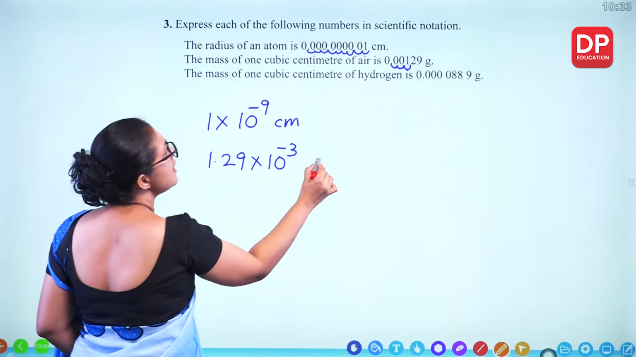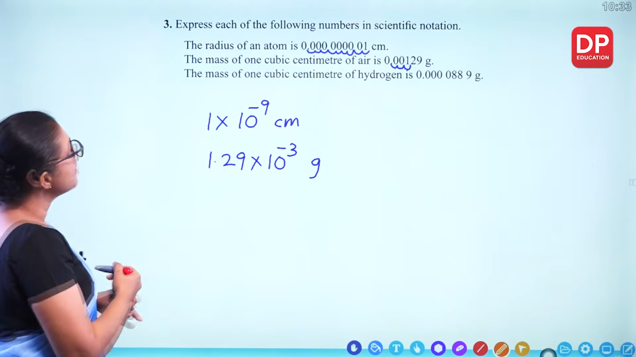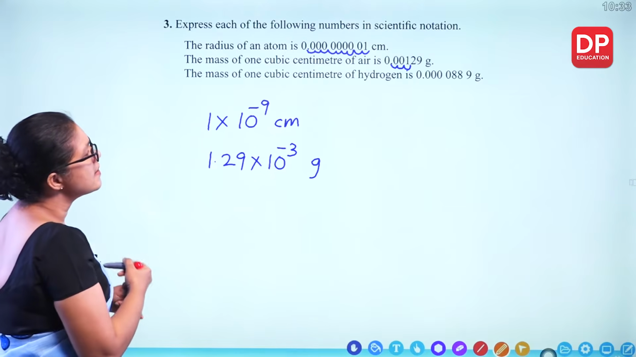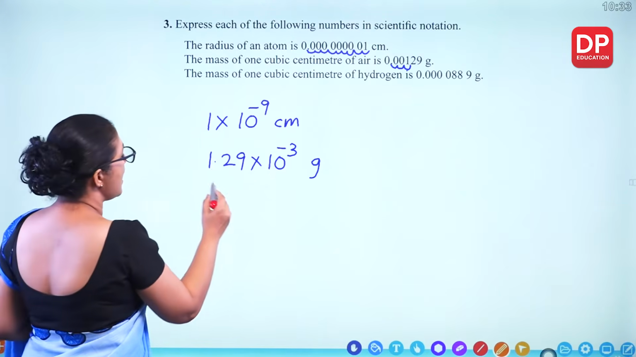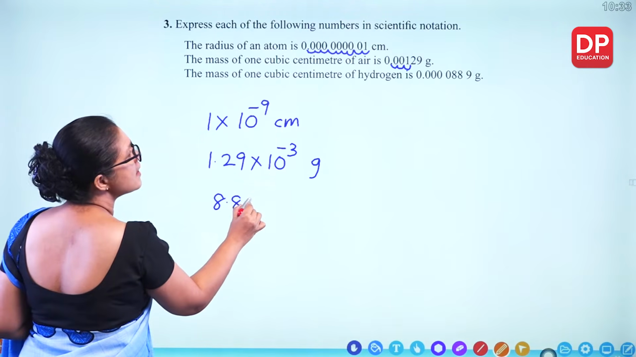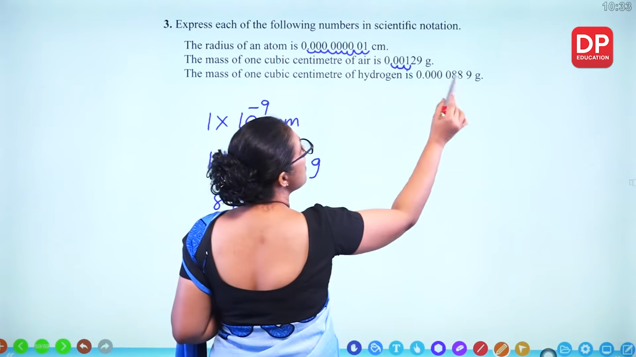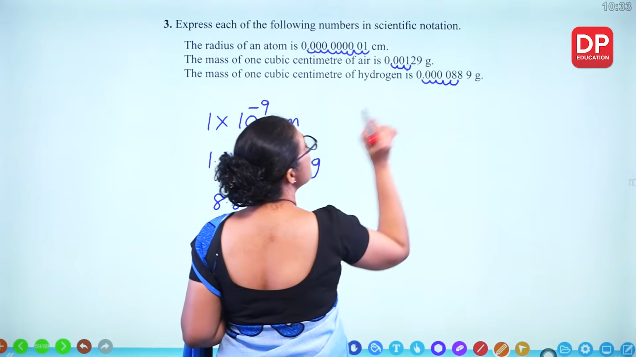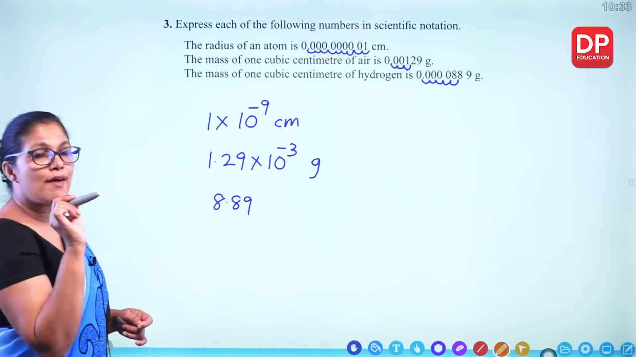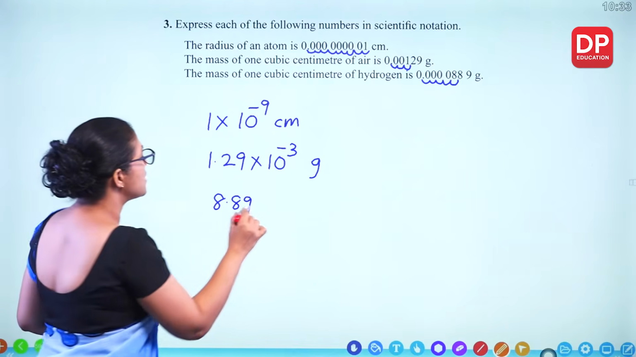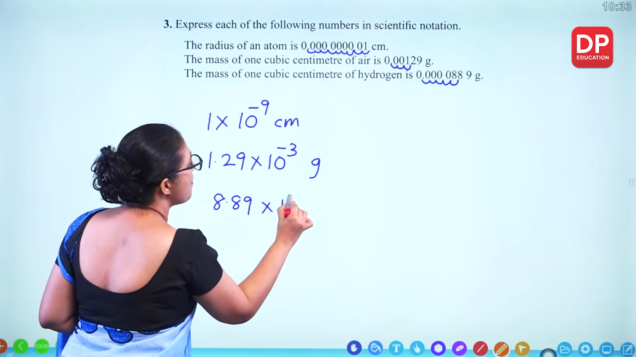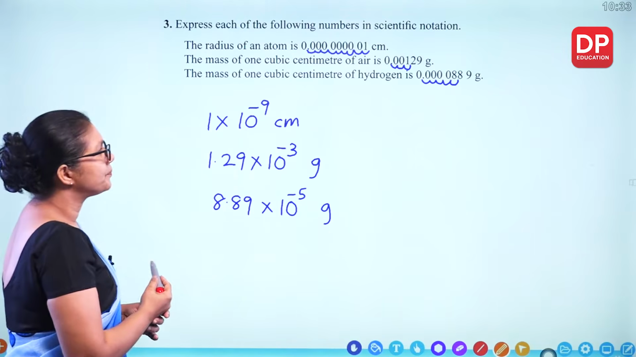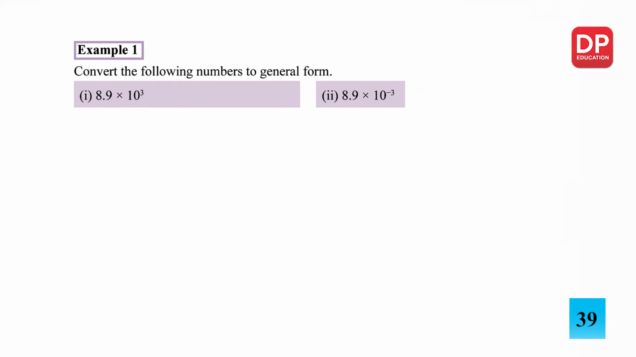That's minus 3 grams. The mass of 1 cubic centimeter of hydrogen is that value. So this is 8.89. That's the number less than 10. 1, 2, 3, 4, 5. 5 places to the left. So that becomes 10 to the power minus 5. This is in grams.